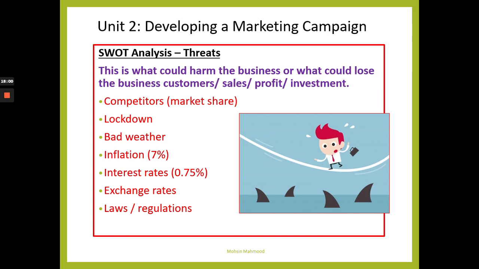Laws and regulations could be a threat as well. Okay, so a new law comes in, a new regulation comes in, that could be a threat. It could mean, for example, if the minimum wage increases, that could be a threat to a business, and that means that the business now has to pay its workers more money. Okay, so that's an increase in business costs.